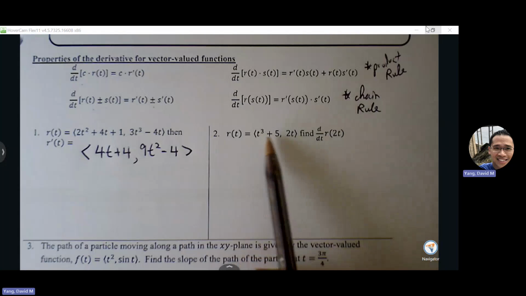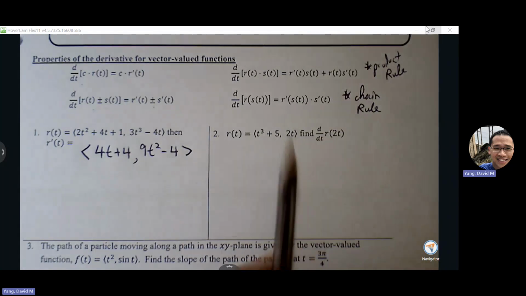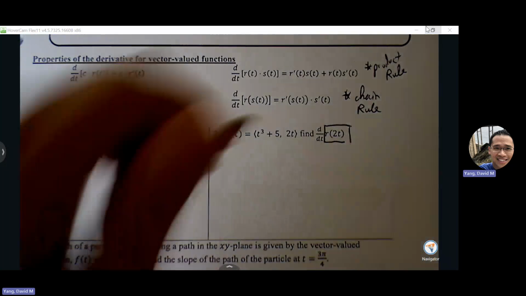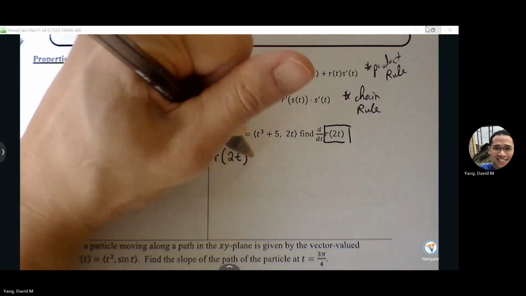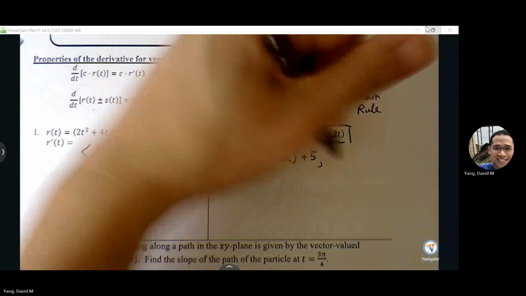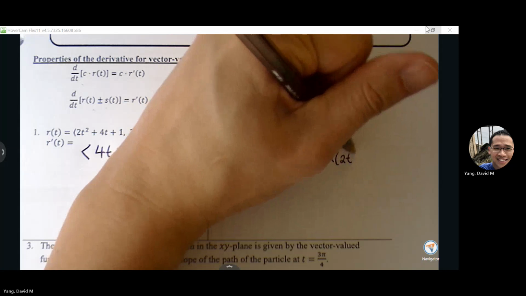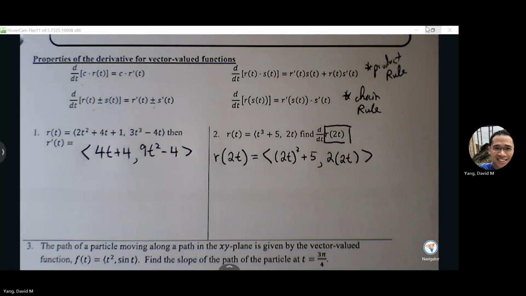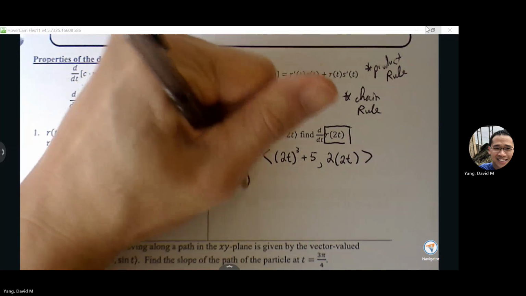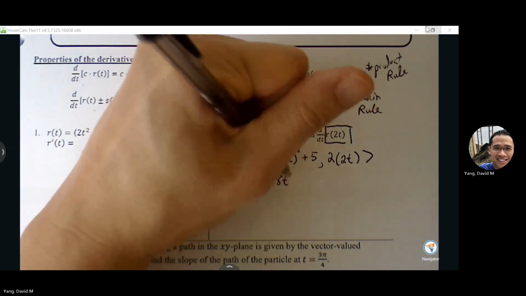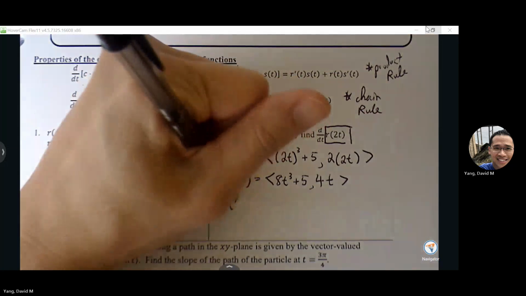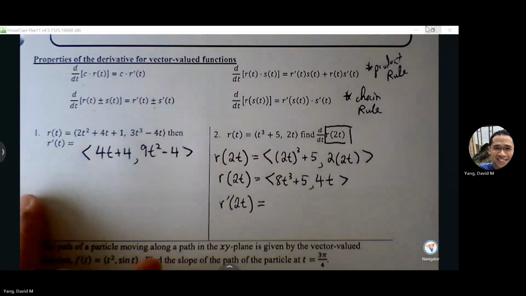Okay, number two, r of t is t cubed plus 5. It says find the derivative of r of 2t. So why don't we build r of 2t first, and then we can find the derivative. So r of 2t, just replace every t with 2t. Do some cleanup here. Now, derivative.